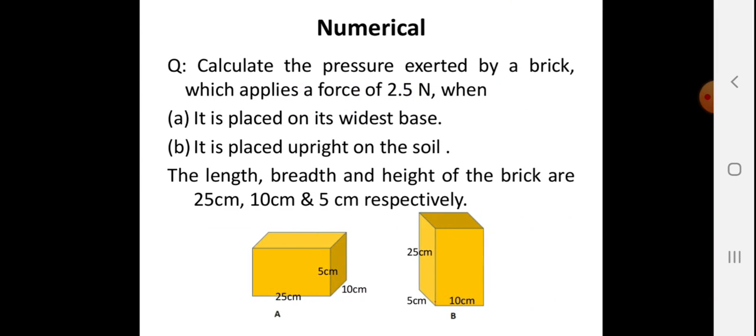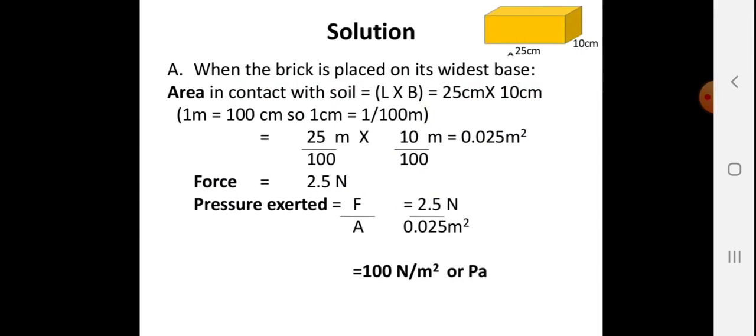Numerical. Calculate the pressure exerted by the brick which applies the force of 2.5 Newton. On the left side it is placed on the widest surface, and on the right side it is placed on the narrower surface. You can find the pressure. So in case 1, the force is 2.5 upon area 25 into 10. And for the right hand side, it is 2.5 upon 5 into 10.